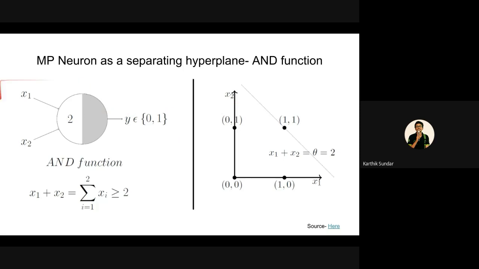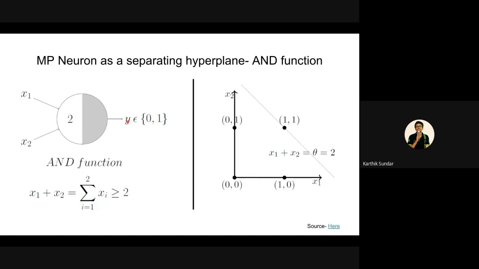This particular neuron is now able to create a line in such a way that it mimics an AND function. As you can see, all 3 points, 0, 1, 0, 0, and 1, 0, are now negative examples, and this is 1 positive example. So that's what an MP neuron is.